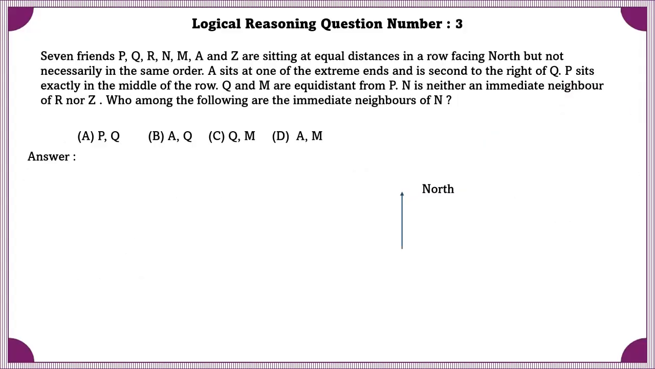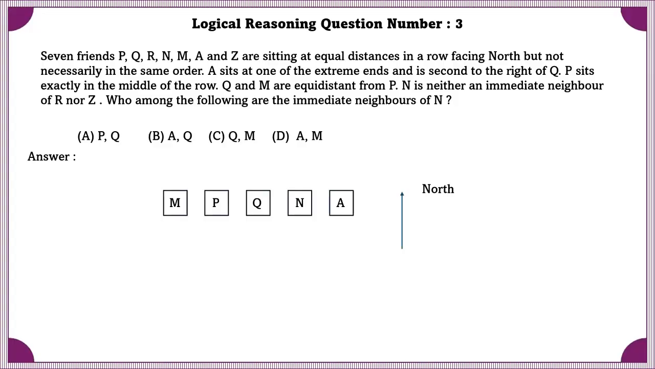Logical reasoning question number 3. 7 friends P, Q, R, N, M, A and Z are sitting at equal distances in a row facing north, but not necessarily in the same order. A sits at one of the extreme ends and second to the right of Q. P sits exactly in the middle of the row and Q and M are equidistant from P.